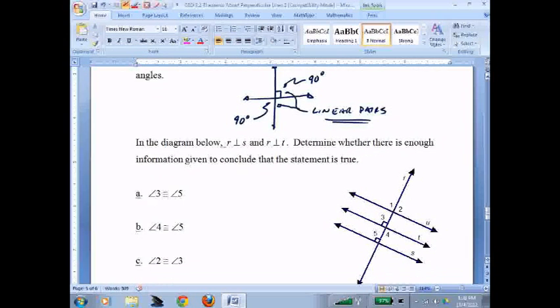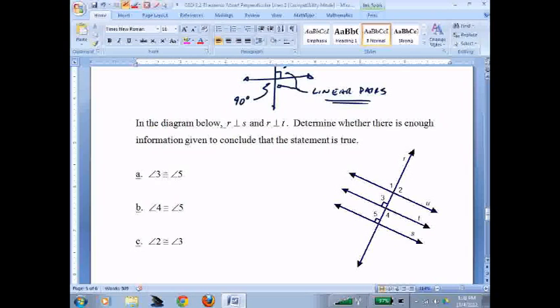So here's the diagram. We look at it and we say angle 3 and angle 5, are they congruent? Yes, because we know that these two lines are perpendicular and they form two 90-degree angles. Is 4 congruent to 5? Well, by vertical angles, 3 and 4 are the same, and if 3 is the same as 5, then yes.